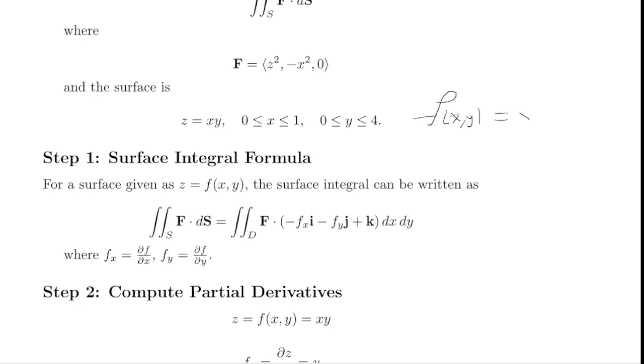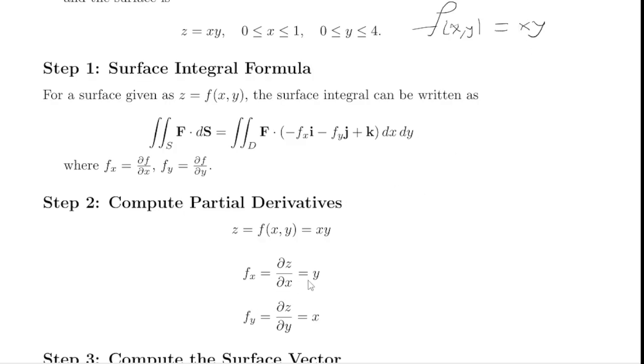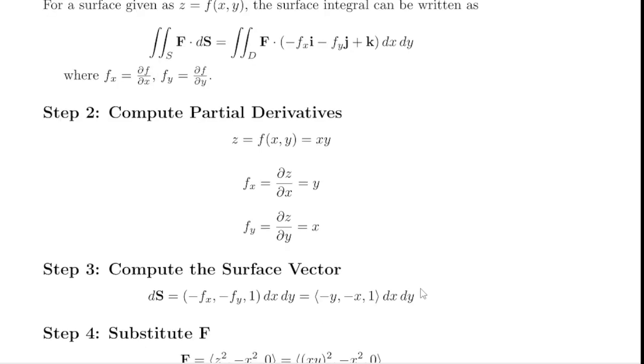So we need to take the partial with respect to, let's see, x first. That's going to be y. And then we take the partial with respect to y. It's going to be x. So now dS here, so that's this part right here. That's our dS. That's going to be negative y, negative x, and 1, and then dx dy.